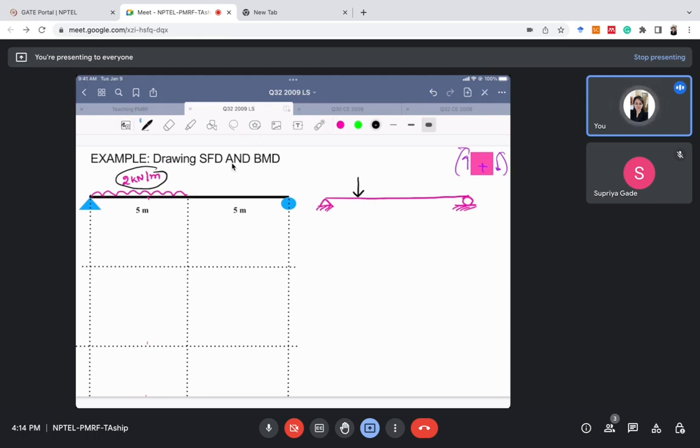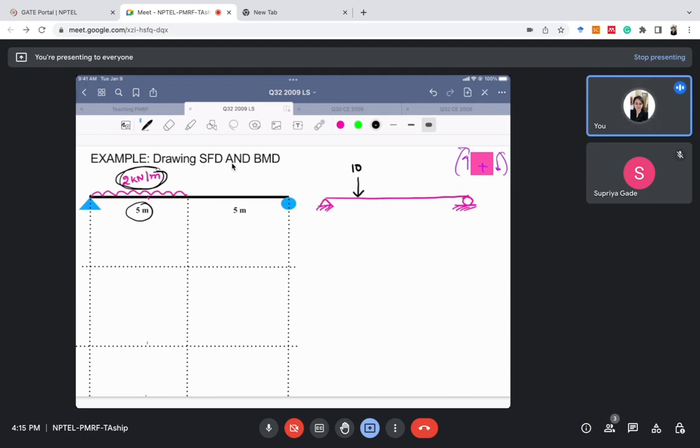Okay, so I am making it a point load, and the intensity of this point load will be 2 into length. So because it is W, that is unit load 2 kilonewton per meter, so total weight will be 2 into the length in which it is distributed. So it is distributed in 5 meter length. So the total intensity will be 5 into 2, that is 10. So this uniformly distributed load can be replaced with a point load like this.